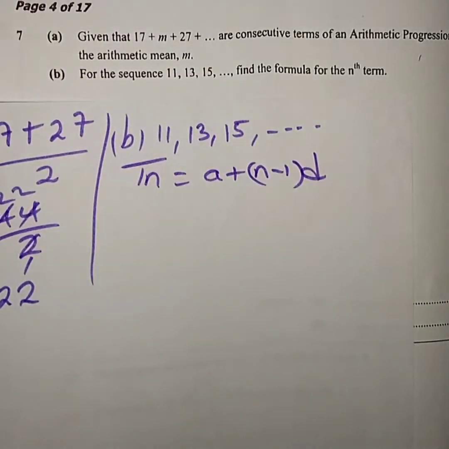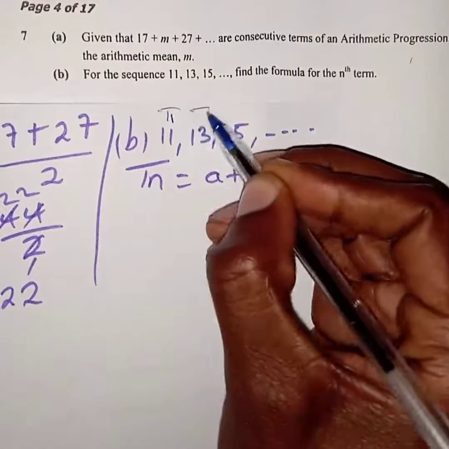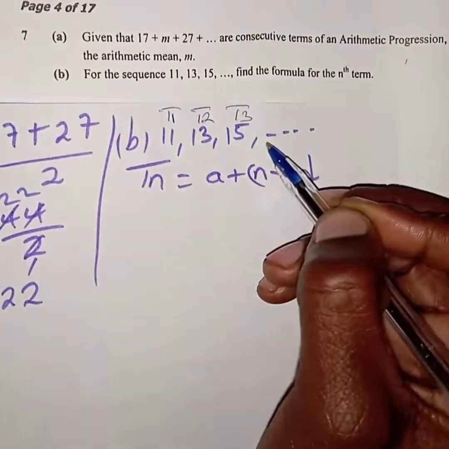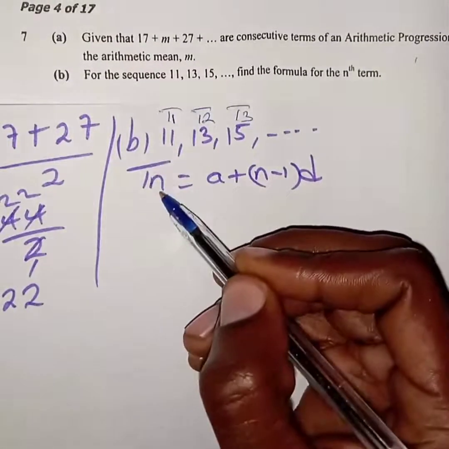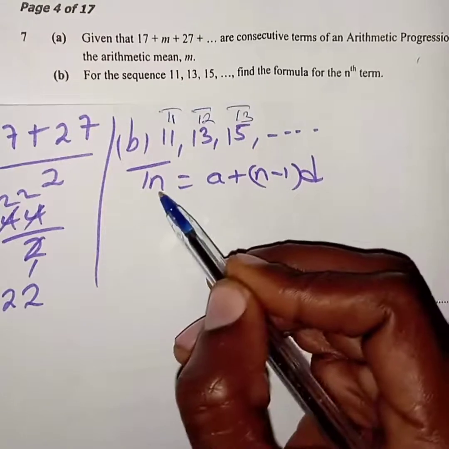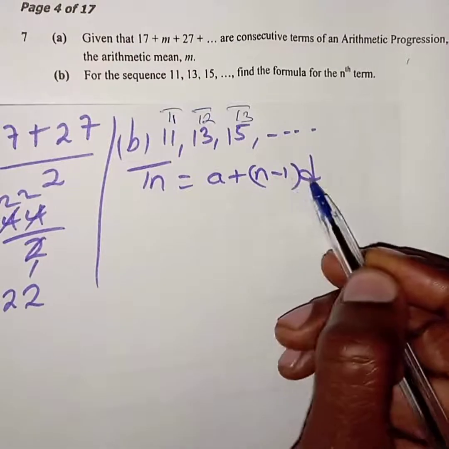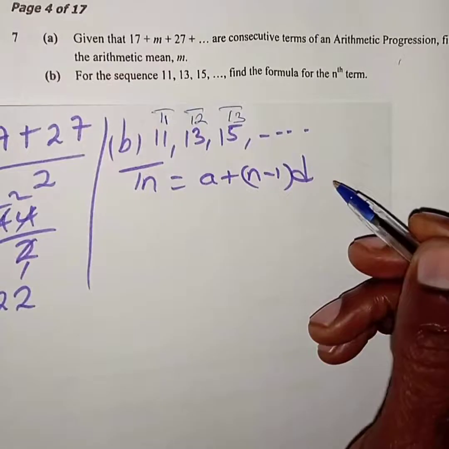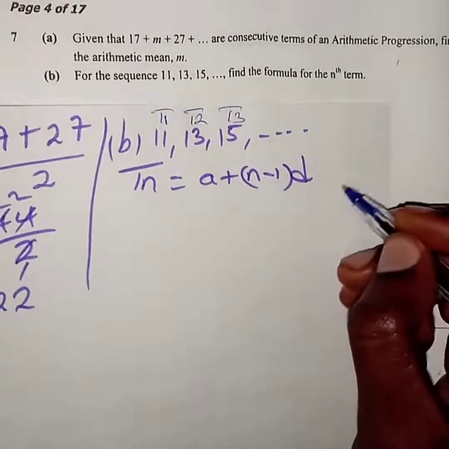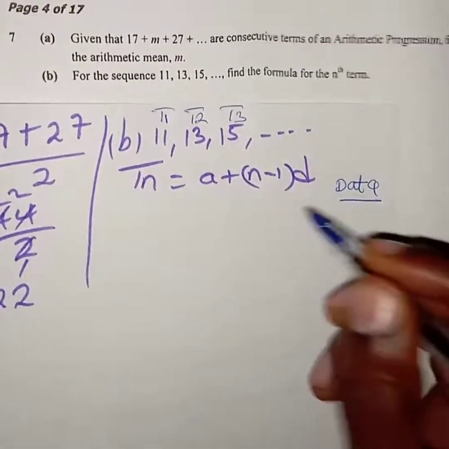Now, you have to know what those letters mean. T means term, like this one is term 1, this one is term 2, this one is term 3, because numbers in a sequence are called terms. n means number of terms, a means the first term, which is term 1, and d means common difference. So we need to collect data here for us to be able to fill in the formula.